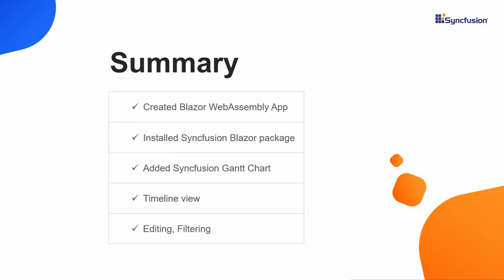Finally, let me summarize the main points. I have explained the steps to create a Blazor application and add the Syncfusion Blazor package. Then I showed you how to add the Syncfusion Blazor Gantt chart component to the Blazor WebAssembly application. Finally, I explained the different timeline views, editing modes, and filtering.